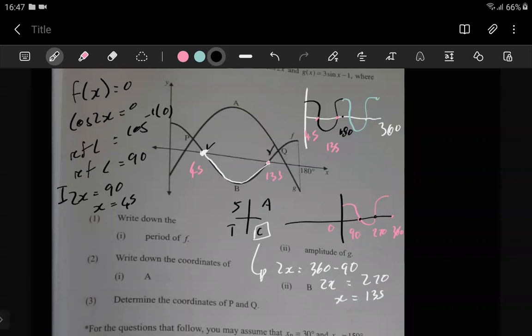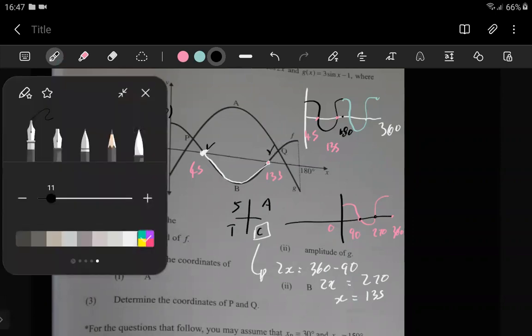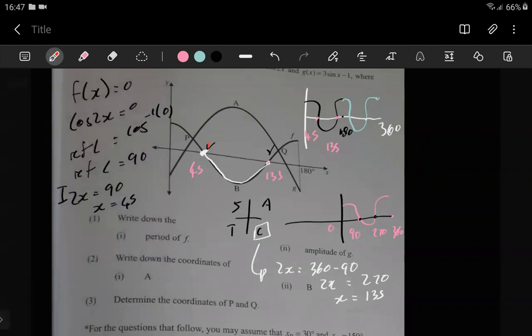So you can see many ways to do the same thing. You can either just use what you know about a basic sketch, or you could go right on and just work it out algebraically.